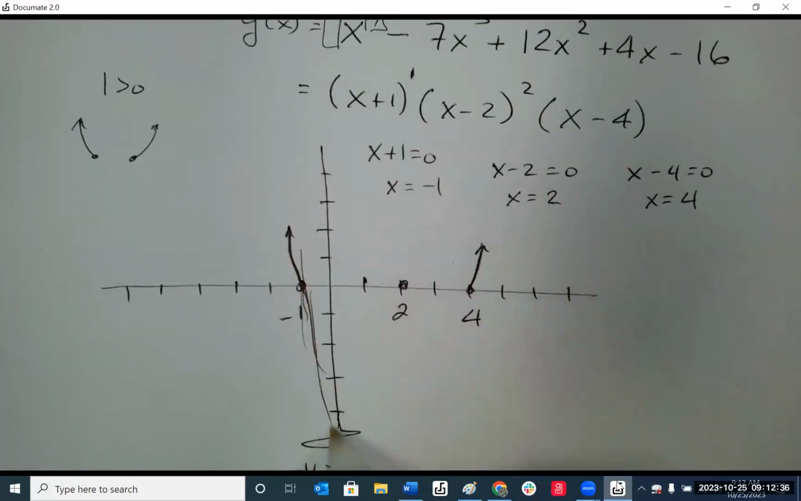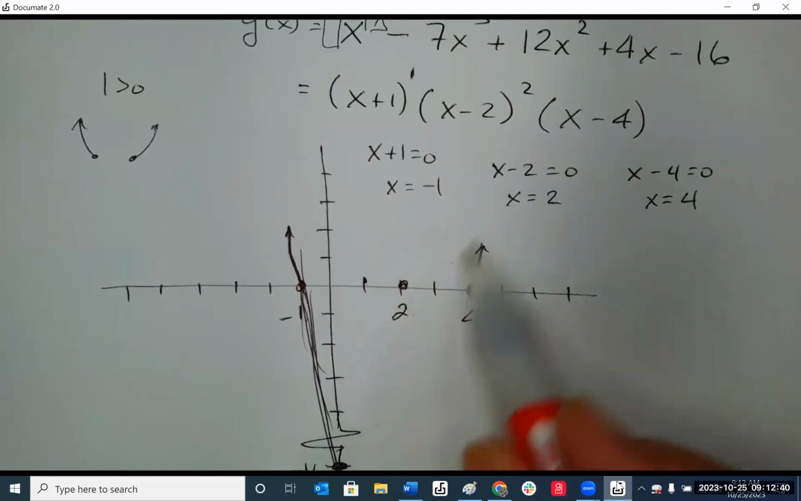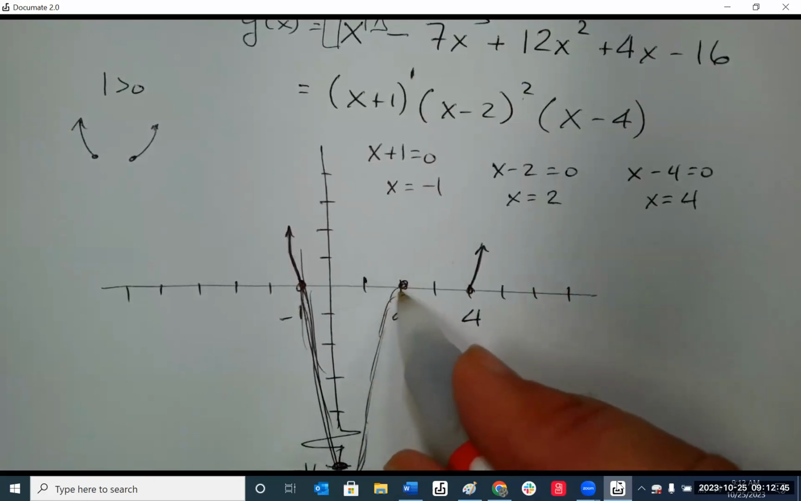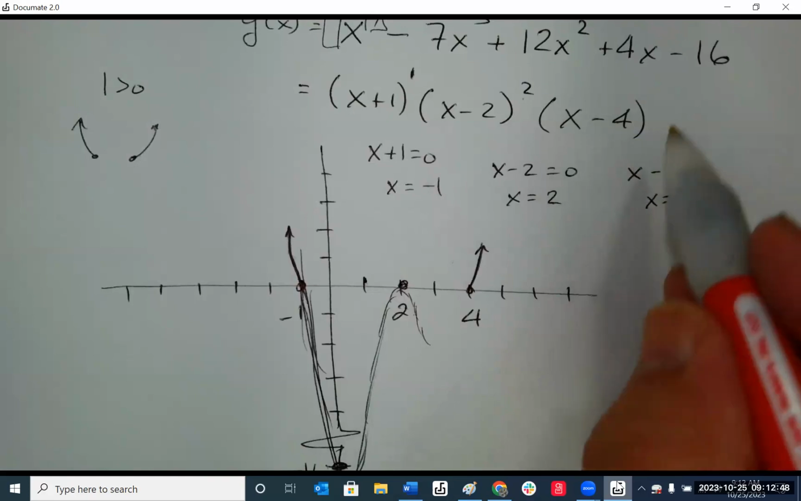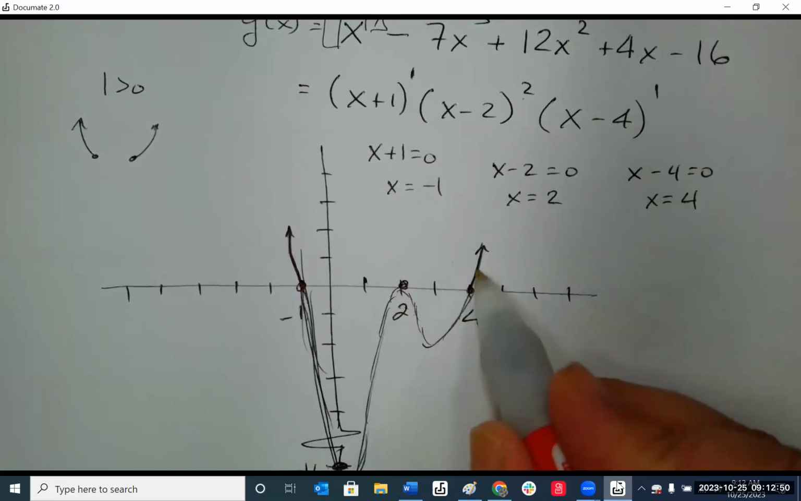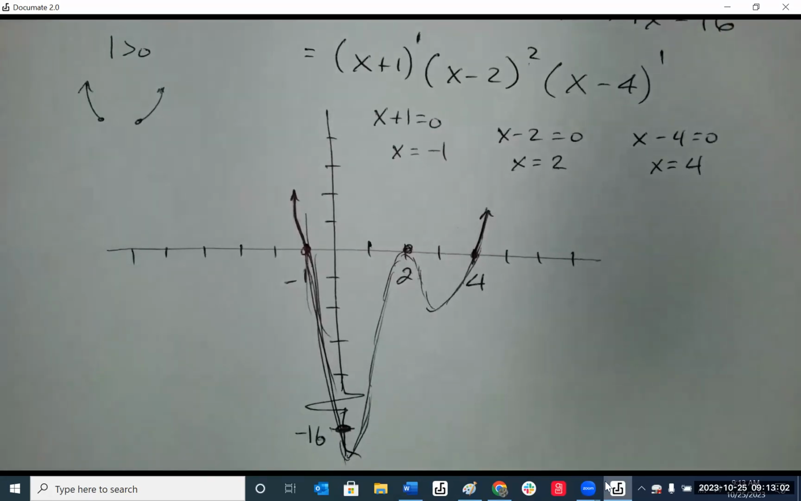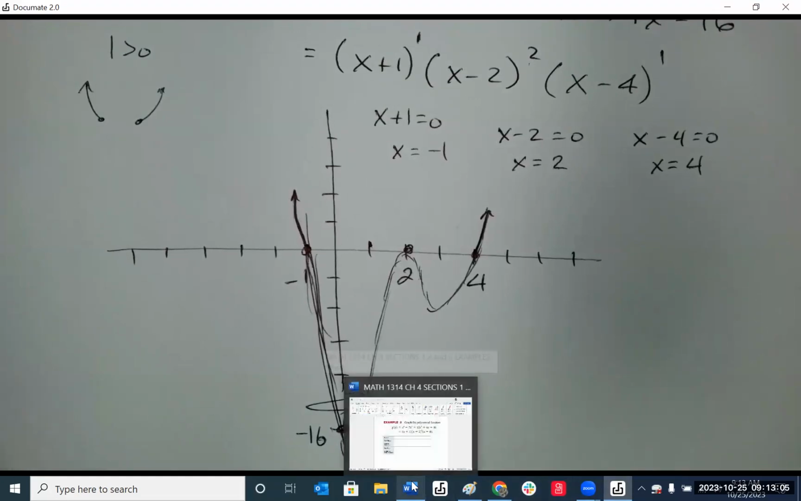And it also has to go through this point. What's it going to do at 2? Because it's even, it's going to bounce. And then at 4, it's going to cross. It looks something like this. What do y'all think? It's pretty much straightforward. Once you step back and look at it, it's just step by step by step.